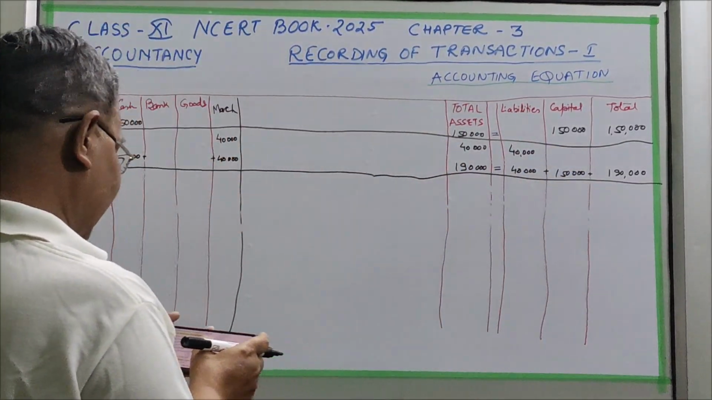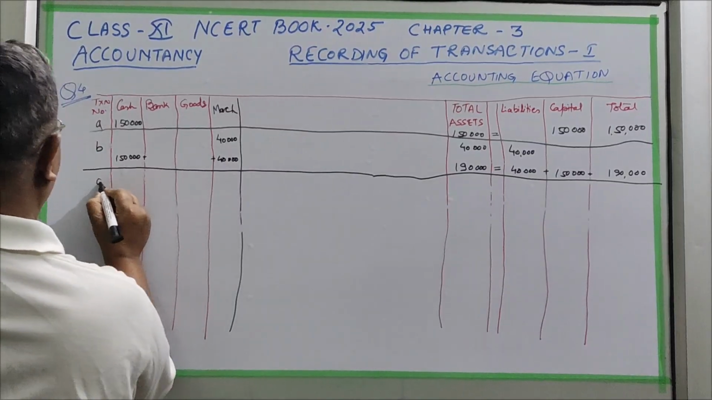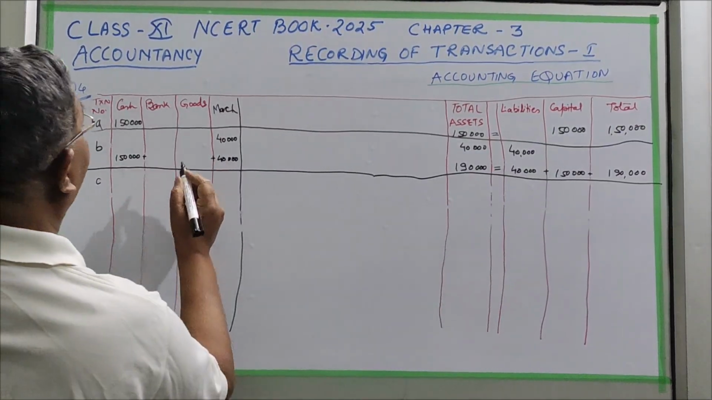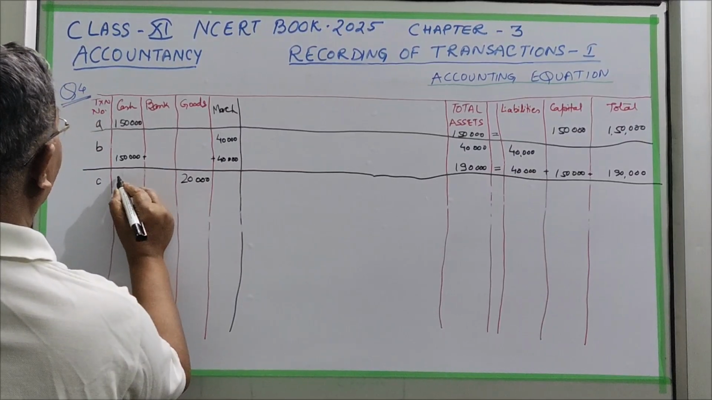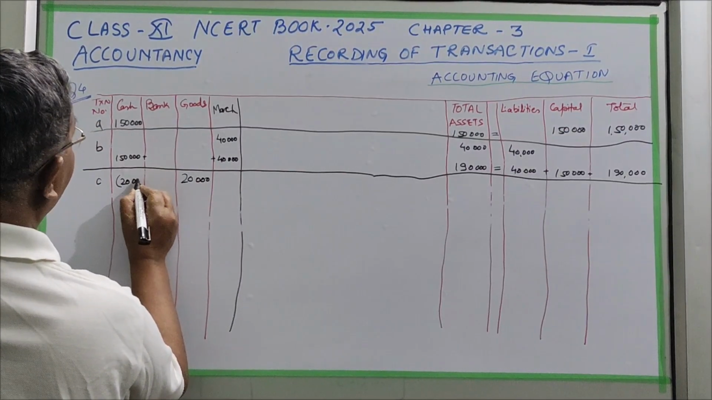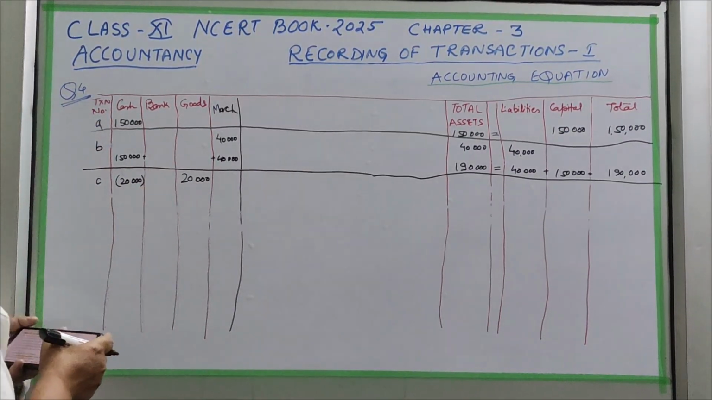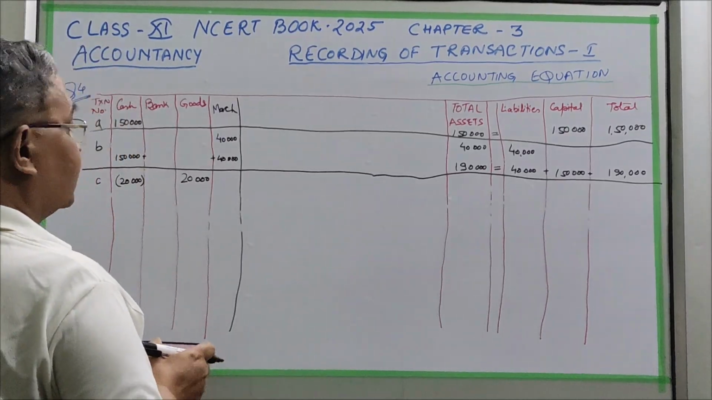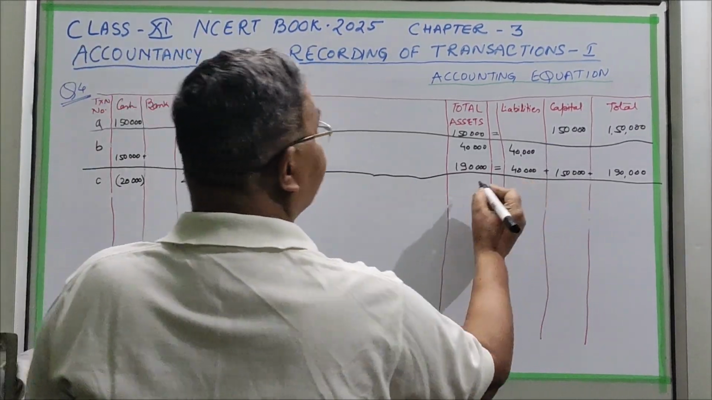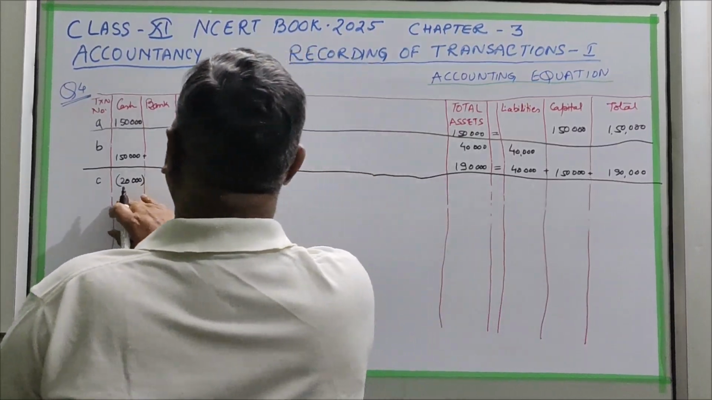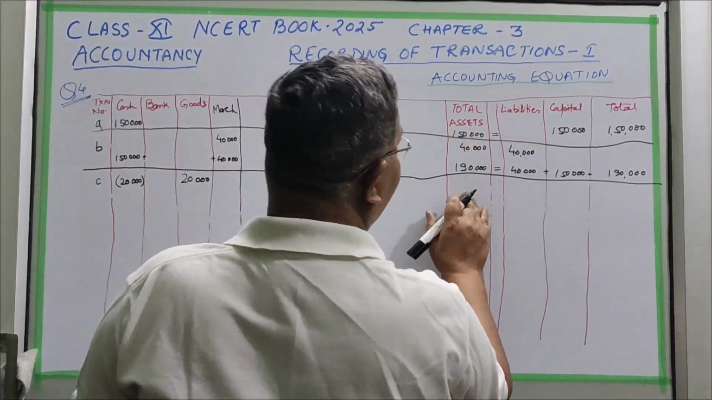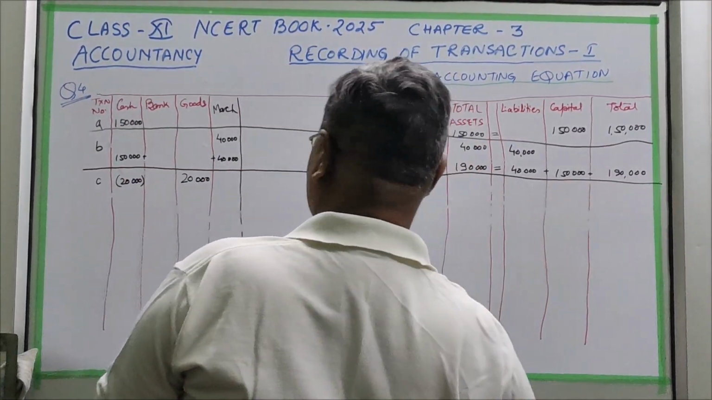Then the third, C entry: purchase goods for cash 20,000. So goods you have purchased 20,000, and for cash, so cash will be reduced. Minus entry, you put in brackets. Goods will increase. Here nothing is changed. Asset will remain the same because cash and goods are both on the same side, so nothing will change.